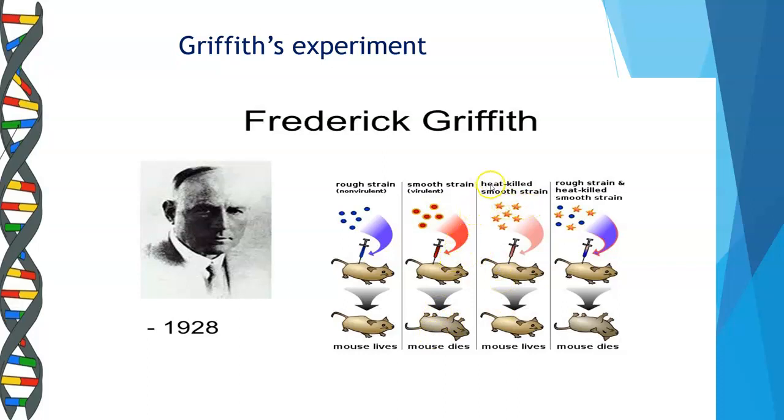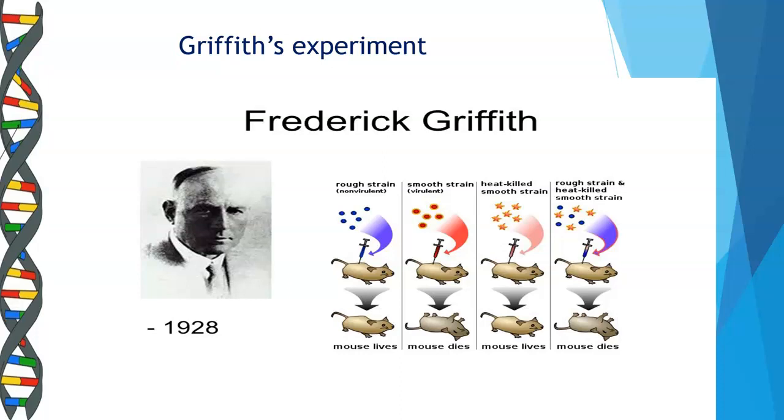In his third experiment, he heat-killed the smooth strain and injected it into the mice. In this step, he observed that the mice did not develop the infection and survived. Then he moved to his fourth experiment, where he used the rough strain and heat-killed smooth strain and injected them into the mice. Now, as per his expectation, the rough strain and heat-killed smooth strain individually did not kill the mice. But when they were mixed together, unfortunately, the mice died. He was surprised at this observation.